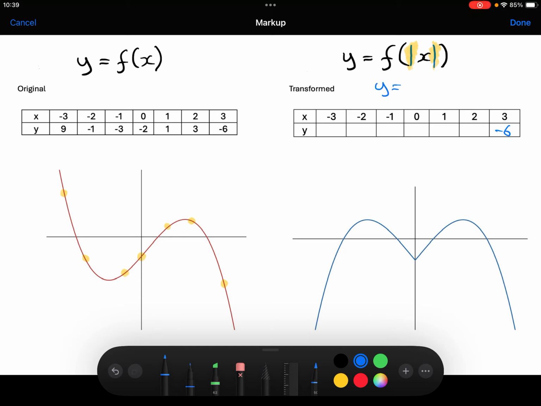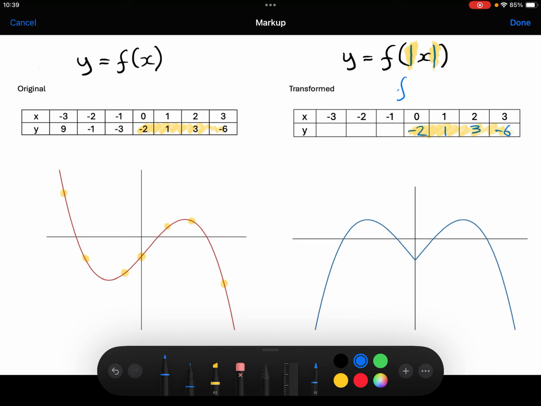Just to repeat that, if I substitute 3 into this function, the modulus of 3 is just 3. And so substituting 3 into my function gives the same y value as before, which is minus 6. And that same logic is going to apply for when x is 2, when x is 1 and when x is 0. Those values are going to be exactly the same as before because the modulus does nothing to those values. So this part of my graph is exactly the same. Now the big difference though is going to be when I get to these negative x values.